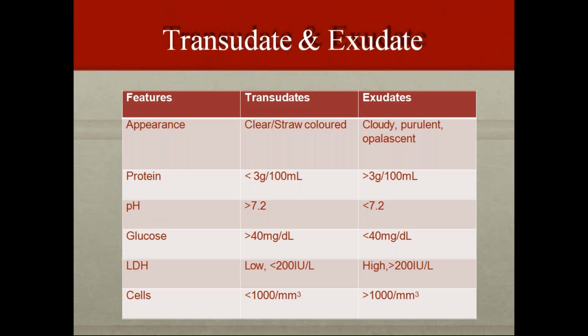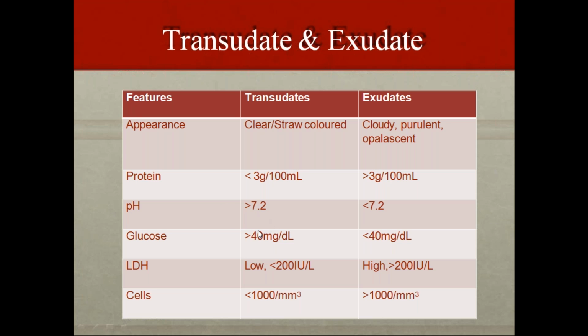So what are the differences between transudates and exudates? The basic thing you have to remember is that in transudate, the protein level is less. In exudates, the protein level is more. You just remember that basic thing. Other things you might remember, might not remember, but this protein component you have to remember. Usually in transudates, the protein is less, that is less than 3 grams per 100 ml. In exudates, it is more than 3 grams per 100 ml.